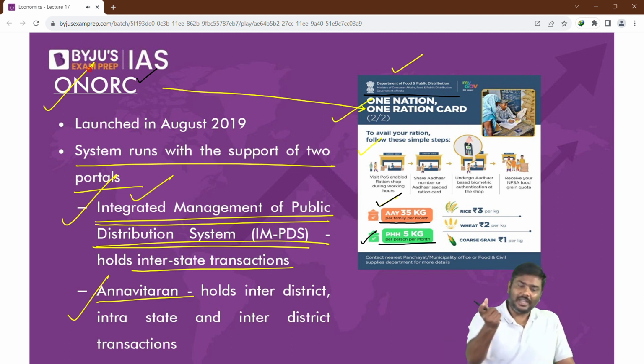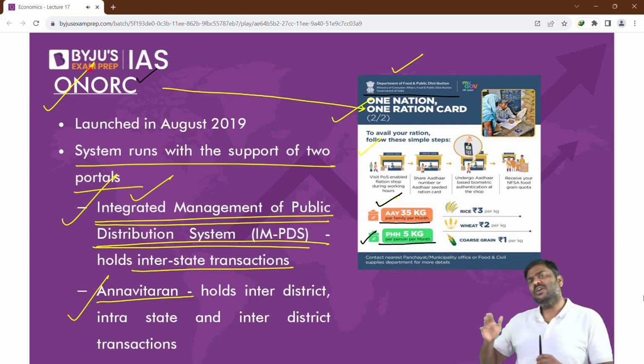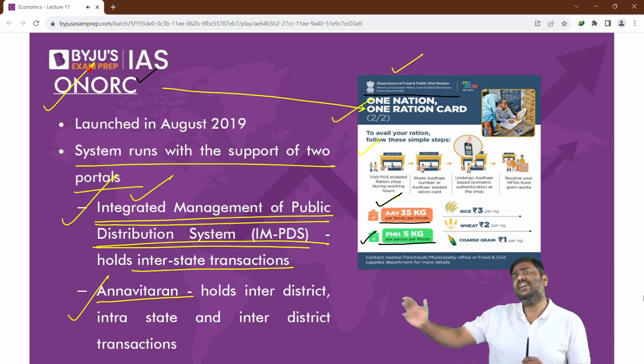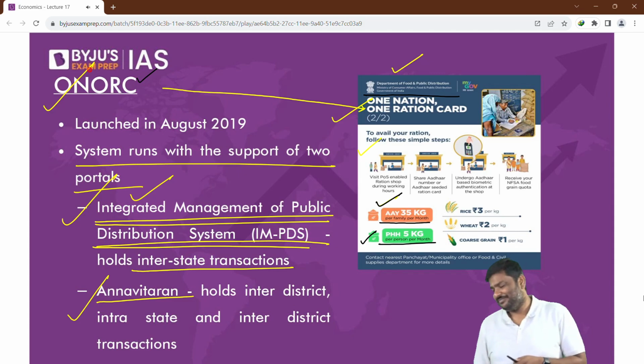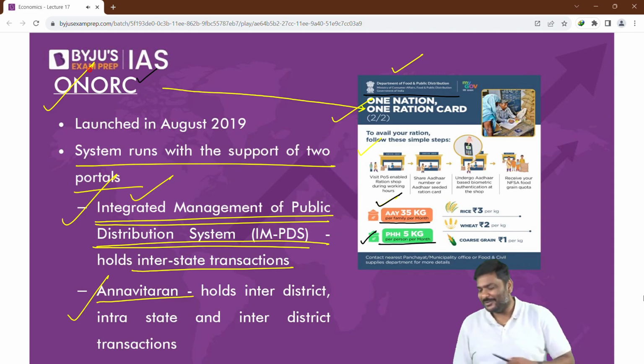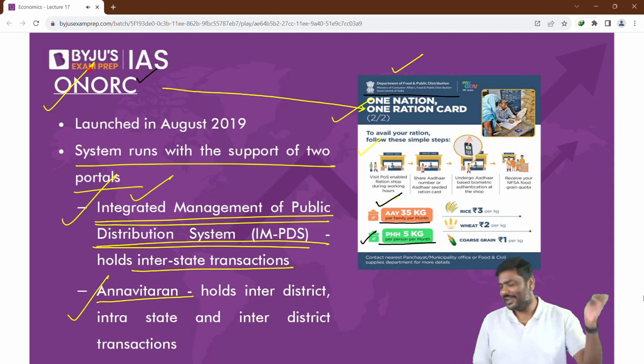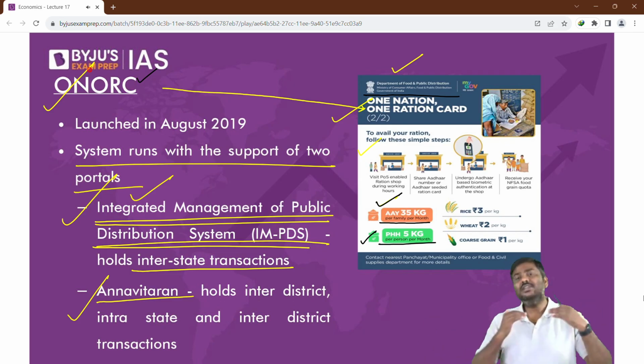So all of these are the importance of ONORC. And I am unable to understand why you people are not able to understand what I'm explaining here. There are two students who are asking me, sir, if labor will move from one state to another state, how will the other state come to know how much food grains they will have to store? My dear, then what is the use of IMPDS?